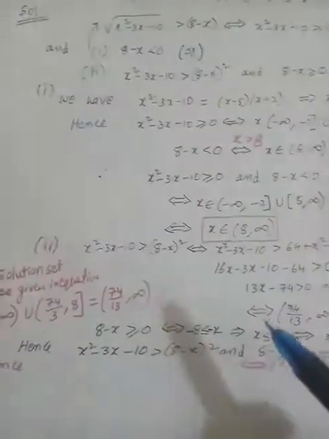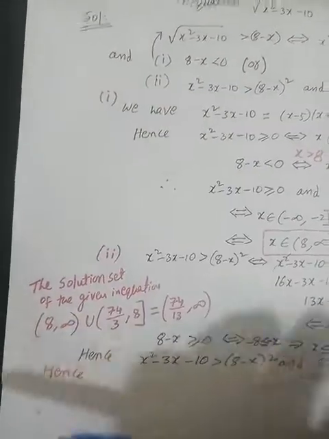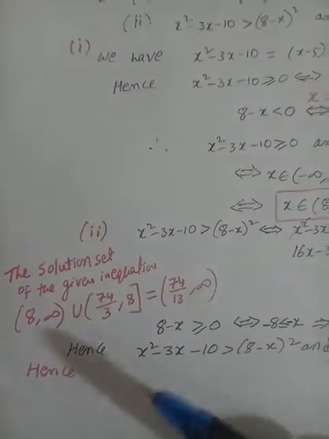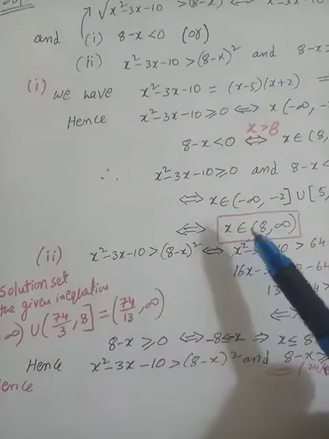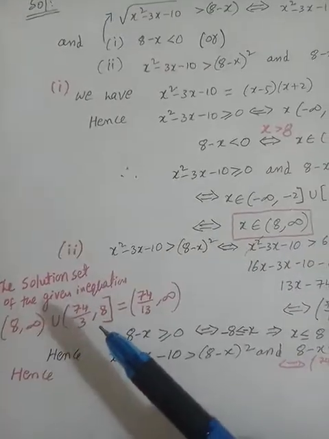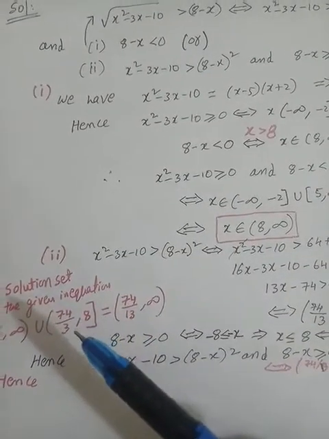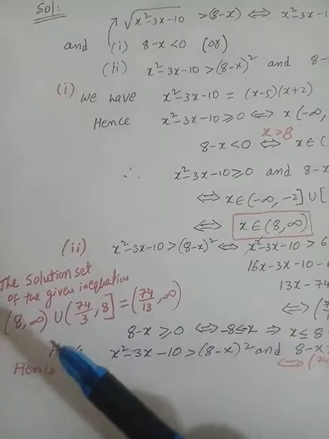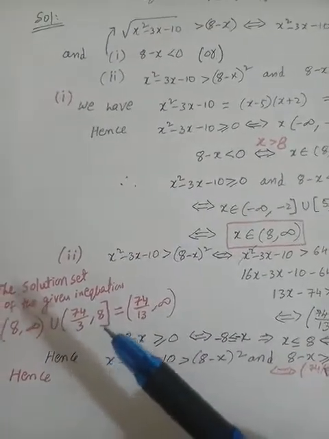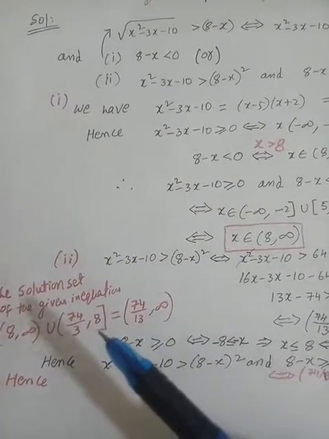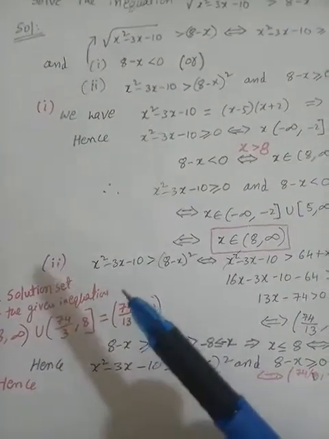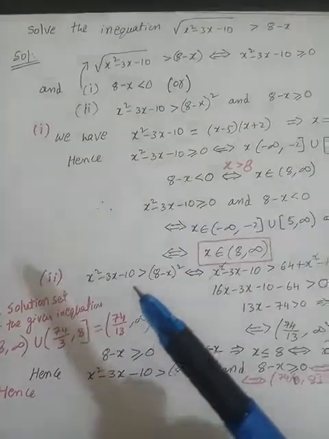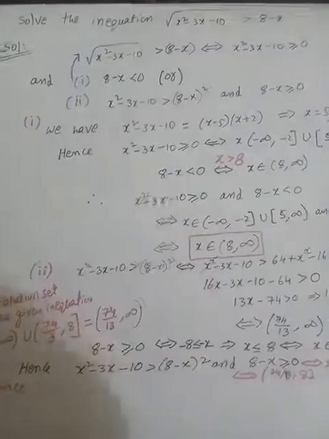Now if you combine these two by taking the union, that is the solution set of the given inequation. Here we have (8, infinity) from the first case, union the second case set of values (74 by 13, 8]. If you take the union of this, since 74 by 13 is smaller than 8, we get 74 by 13 to infinity. So this is the final set of x values for which the given inequation holds.